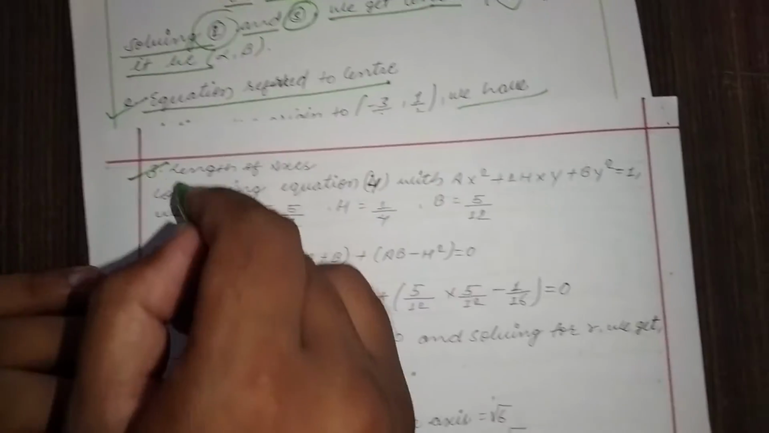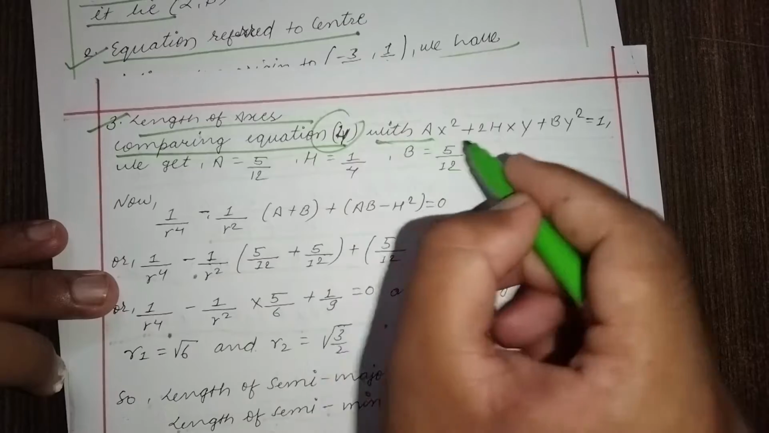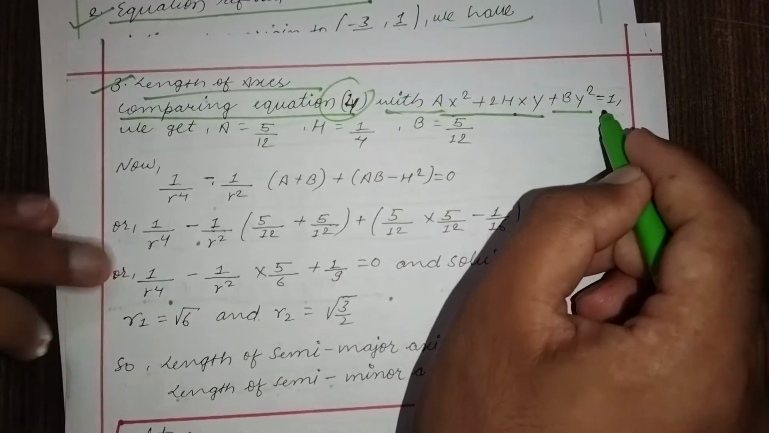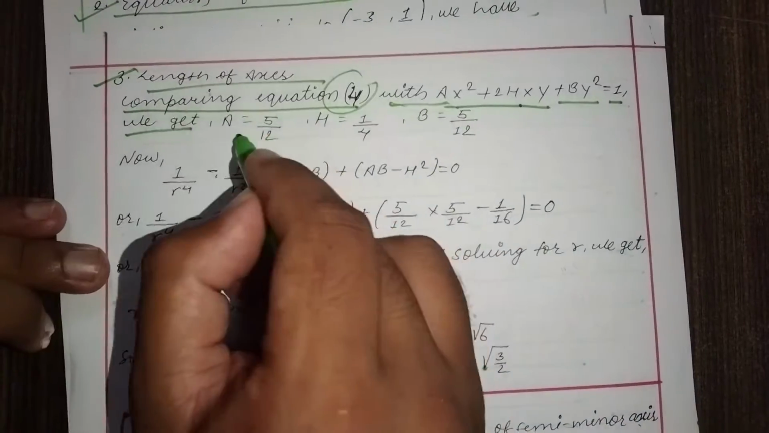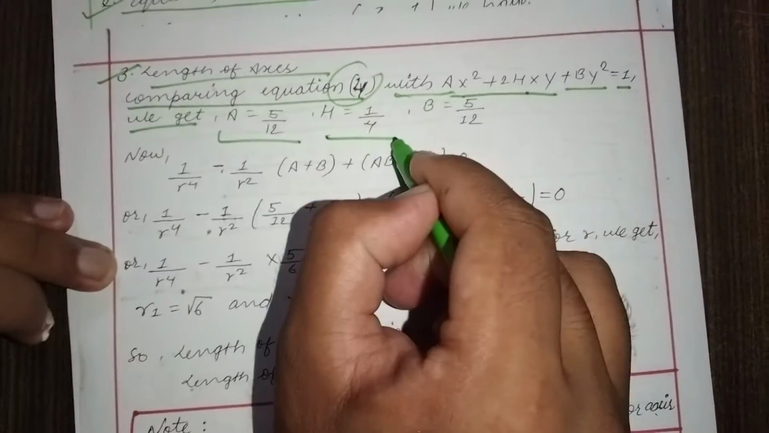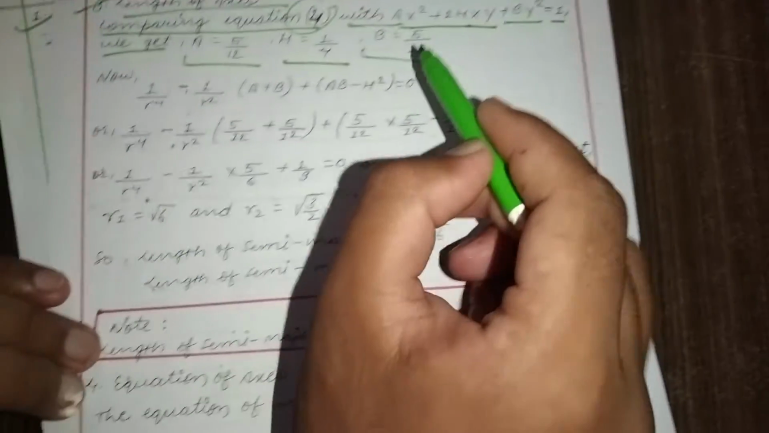Now number 3, length of axes. Comparing equation 4 with ax square plus 2hxy plus by square equals 1, we get a equals 5 by 12, h equals 1 by 4, b equals 5 by 12.